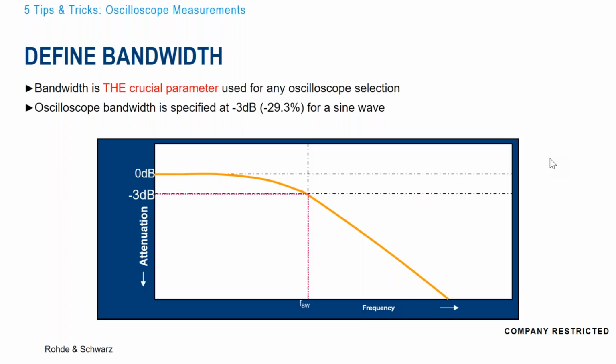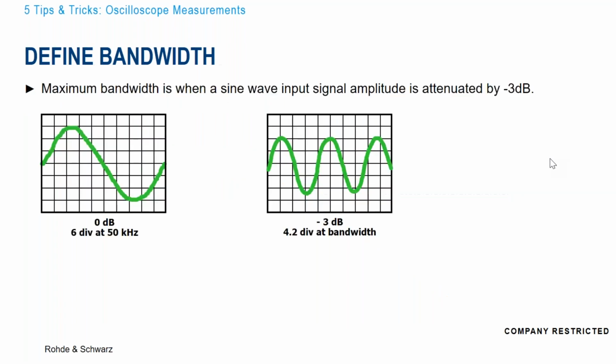So we'll take a look at defining bandwidth. We had said 3x to 5x, but what does that really mean? We define bandwidth as the crucial parameter for an oscilloscope. This is where the amplitude or the attenuation is down 29%. So if you're using the oscilloscope at the rated frequency, you're already going to have some amplitude uncertainty. We define it using a sine wave, so this is an important distinction. On the left-hand side, we see full amplitude. On the right-hand side, we see the 3 dB down point that we showed in the previous slide, and we see some amplitude degradation already.